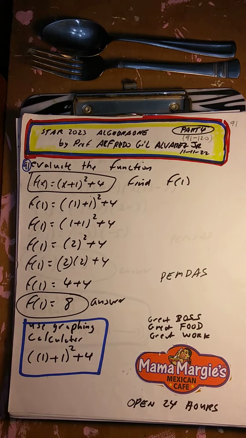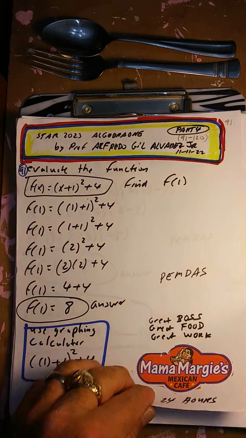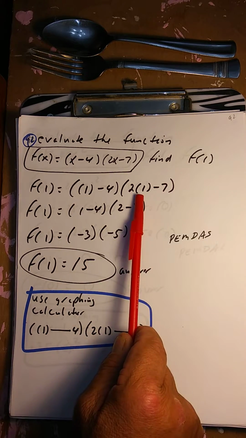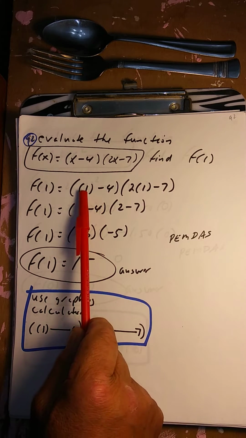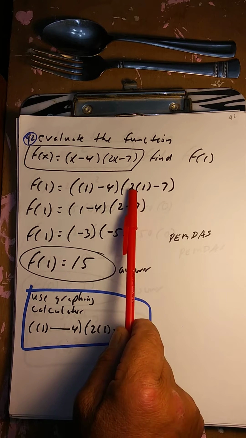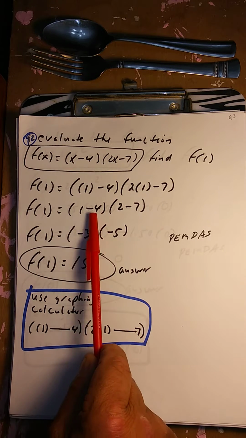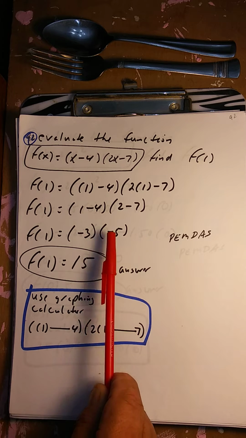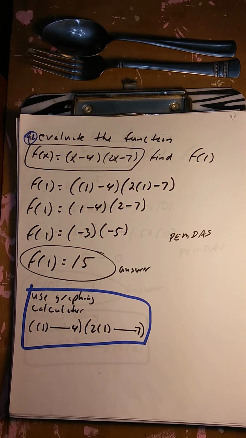Alright, so now let's go from there. Next question. Evaluate the function f of 1. Put a 1 in there. Put a 1 in there. Parentheses first. So 1 minus 4. And 2 times 1 is 2 minus 7. This is going to be negative 3. This is going to be negative 5. So negative times a negative is a positive 15.